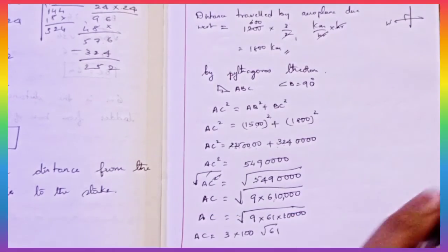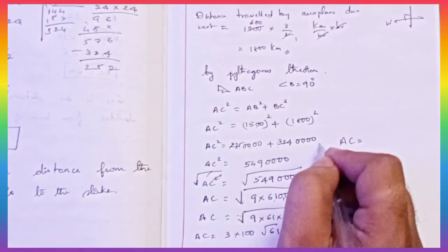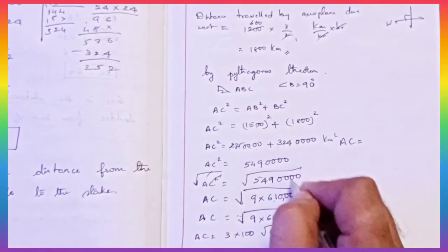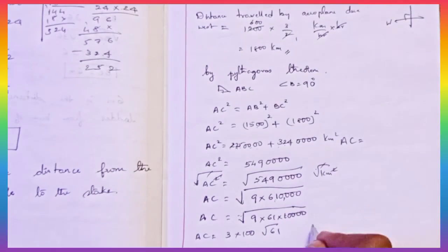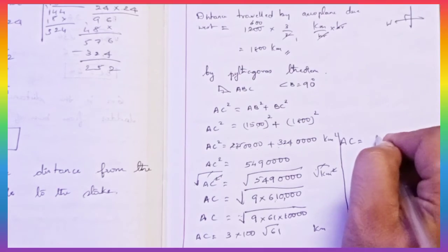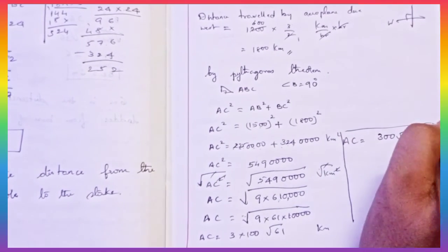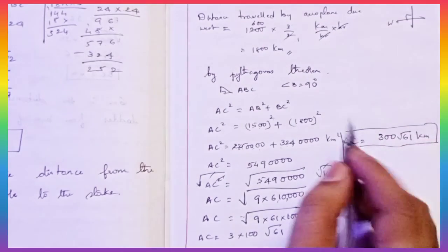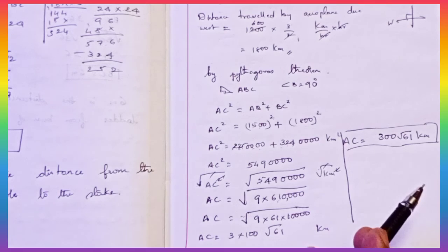So it was kilometer square. When we apply square root, it also becomes kilometer. Square root cancels. AC equals 3 into 100 is 300, root 61 kilometer. So this is the distance between the two aeroplanes after 1.5 hours. That is 300 root 61 kilometer.